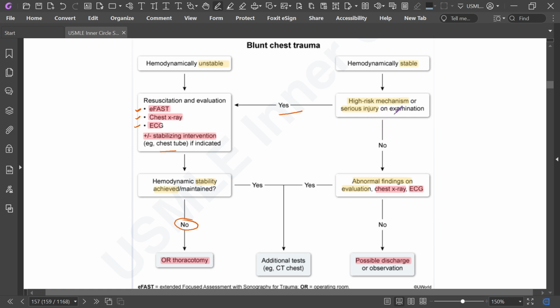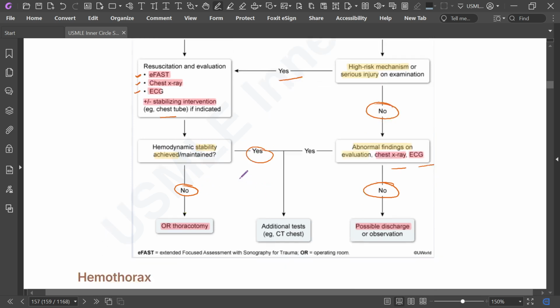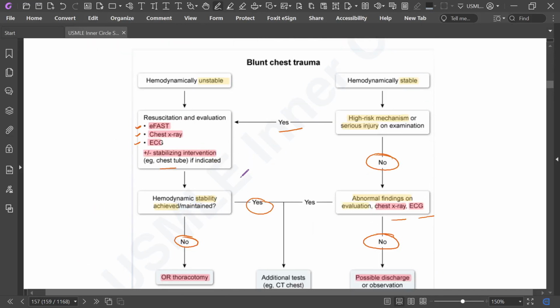If there is no high risk mechanism, look for abnormal findings: evaluation, chest x-ray, ECG. If there are none, possible discharge or observation. If yes, an additional chest CT can be done. If the chest CT shows a complication, check whether hemodynamic stability is achieved or maintained; if not, again thoracotomy. So this is all about blunt chest trauma.